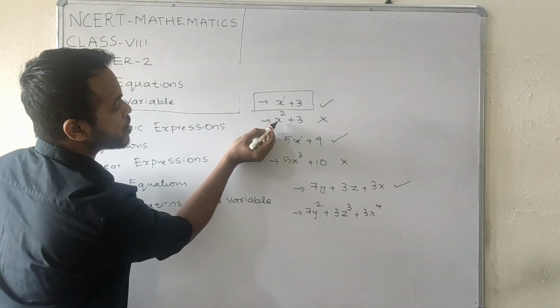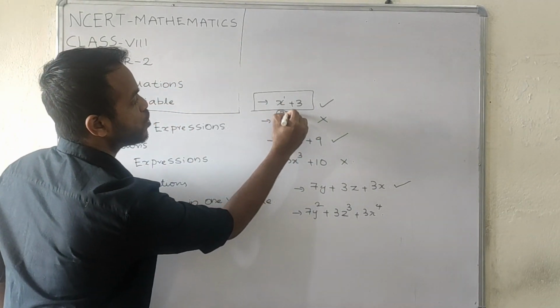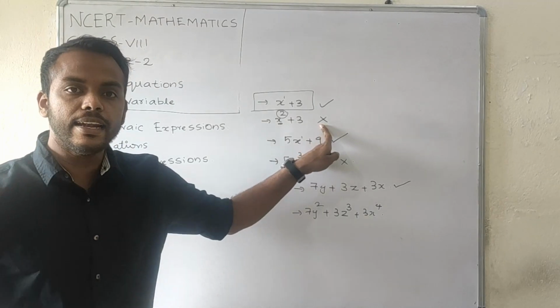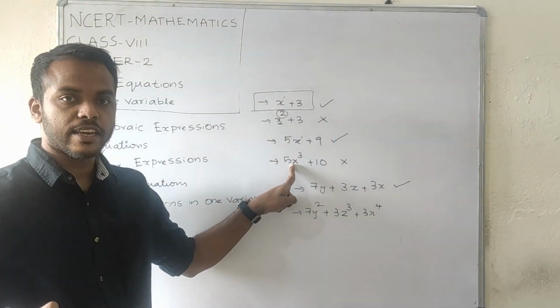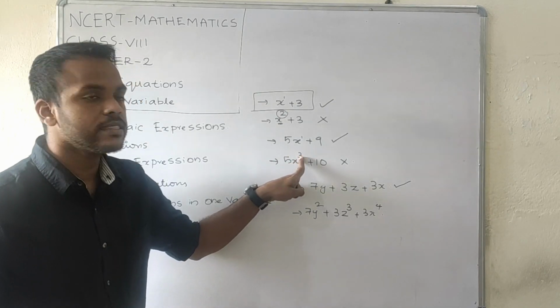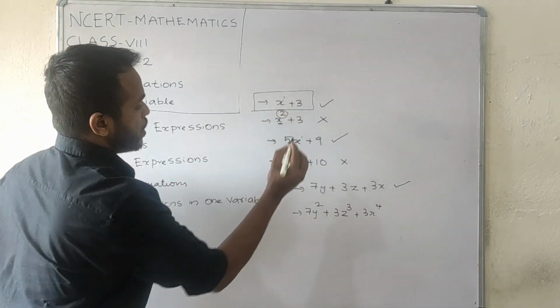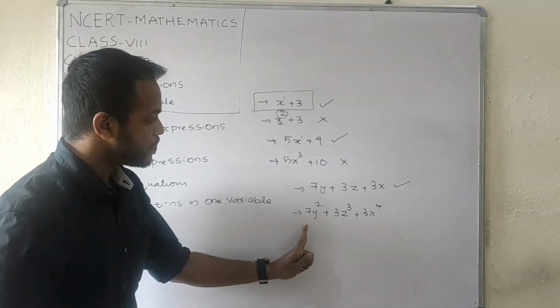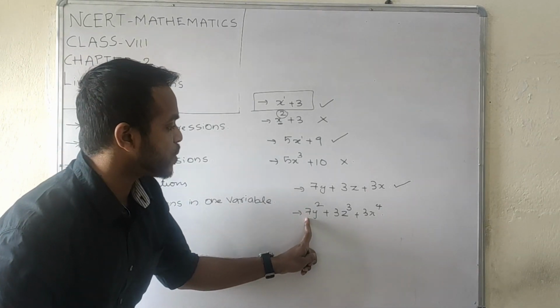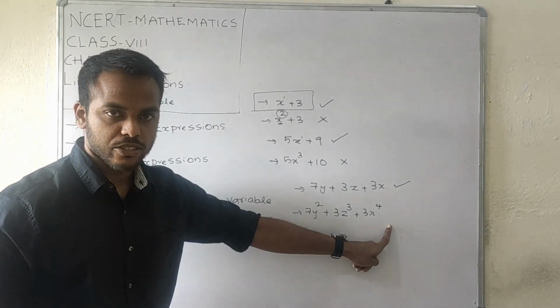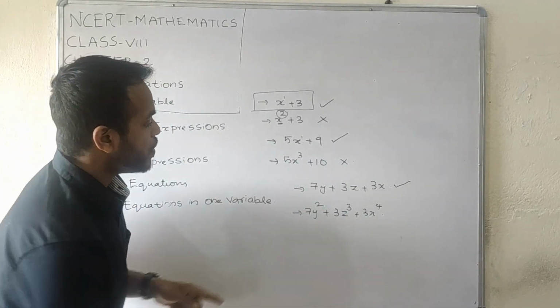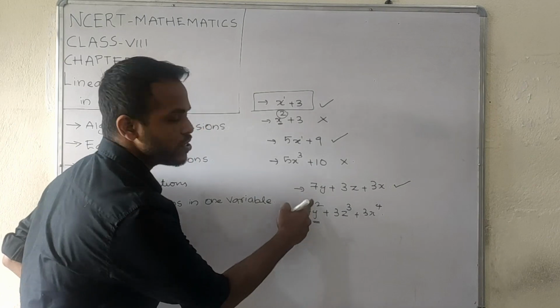In this case, the power of x is 1. But what about here? What is the power of x? It is 2. So this is not a linear expression. Now, what about here? In this case, the power of x is 3. Now, another important thing. Look at this expression, 7y square plus 3z cube plus 3x raised to 4. Now, what is the power of y here? It is 2.